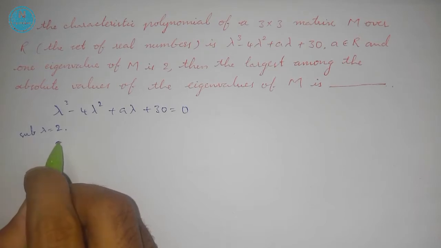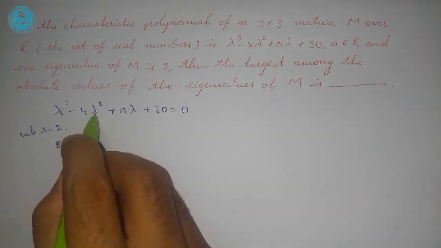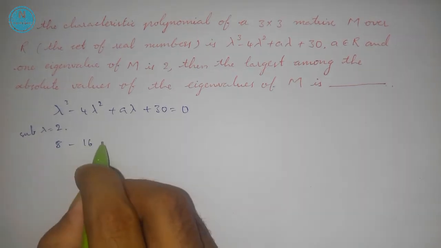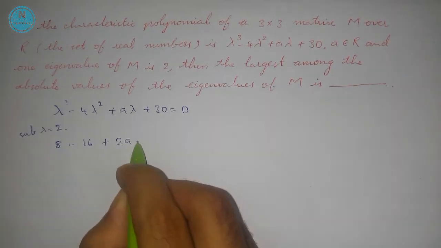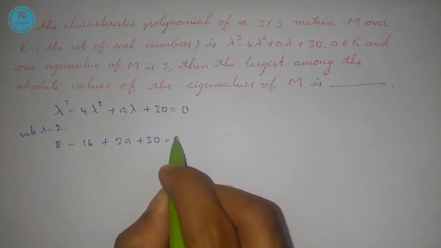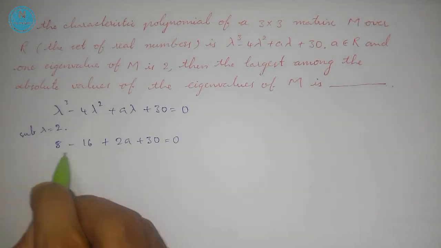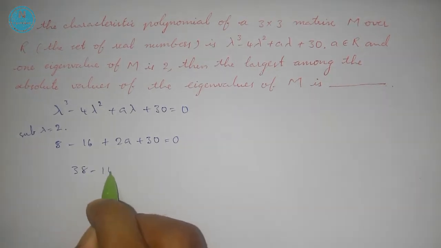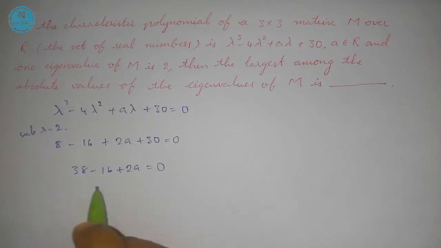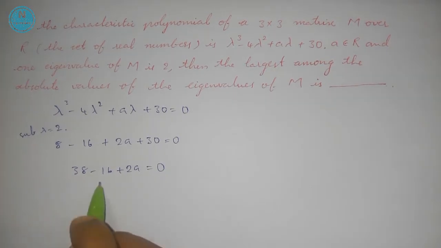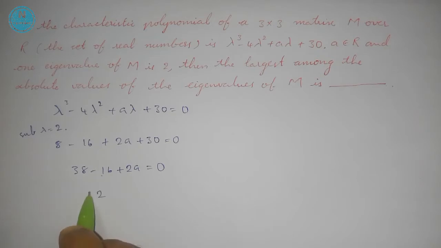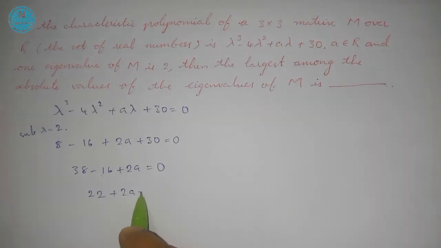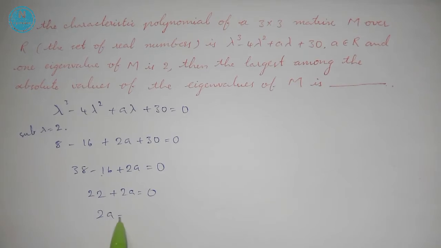Then 2 cube is 8, 2 square is 4, into 4 is 16, plus 2a plus 30 is equal to 0. The sum is 38 minus 16 plus 2a equal to 0. So 2a equal to minus 22, a equal to minus 11.